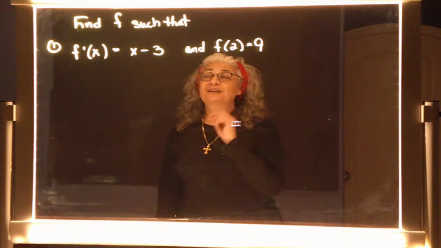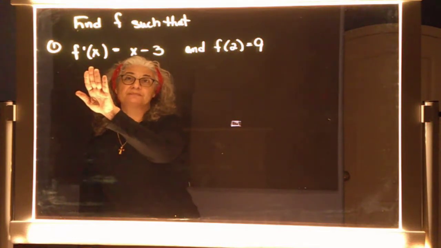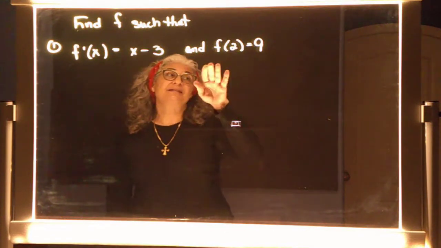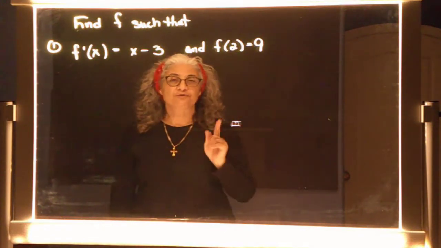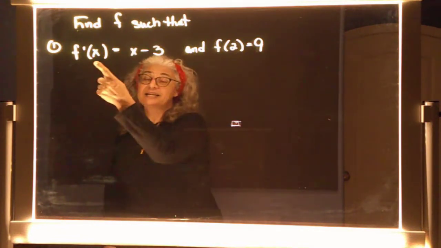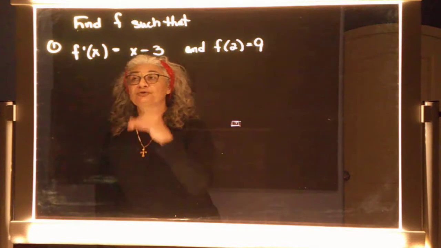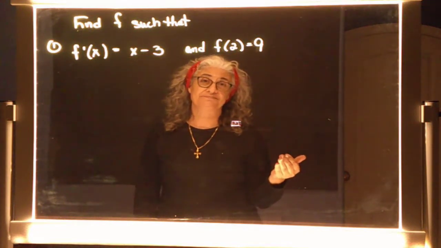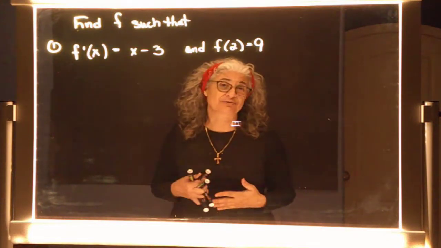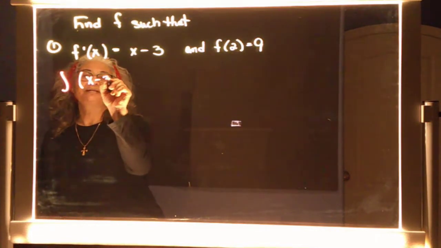Look at the directions. Find f such that they gave me f prime equals x minus 3. So f prime is the derivative, isn't it? And they said f of 2 equaled 9. All right, so first and foremost, they said find f. I need to find the original function. And they gave me the derivative, didn't they? So if they gave me the derivative, what do I need to do to go from the derivative to the original function? Yeah, antiderivative, just like we did on the last 13 problems, right? We got to take the antiderivative of x minus 3 dx.